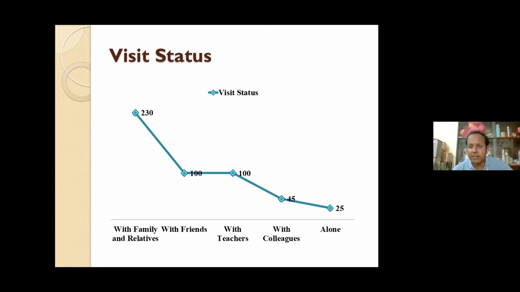On visit status, I have found that 230, that is the maximum number, visit with their family members or relatives, not alone. And the number of people who came alone was 25.